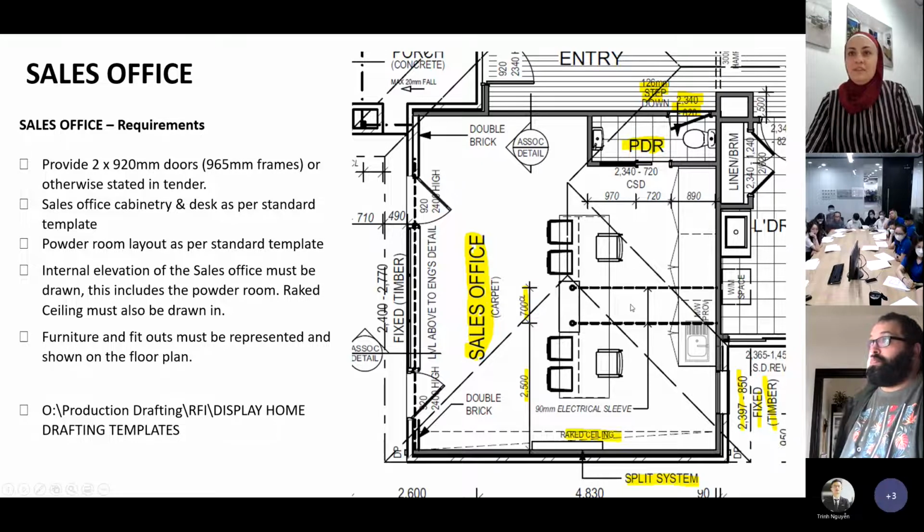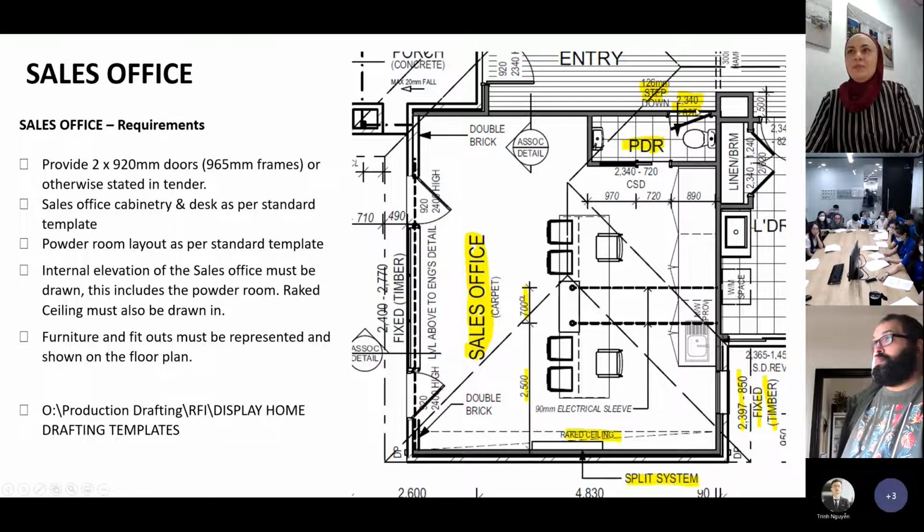The electrical sleeve must be dimensioned. The split system, there's always a window to the rear. And this stuff is, like I said, it's specified in the tender. We generally provide a powder room to the sales office and the entry door. So this will be a garage. So the garage entry door will be located near the toilet here, because this is a temporary structure which will eventually be removed.